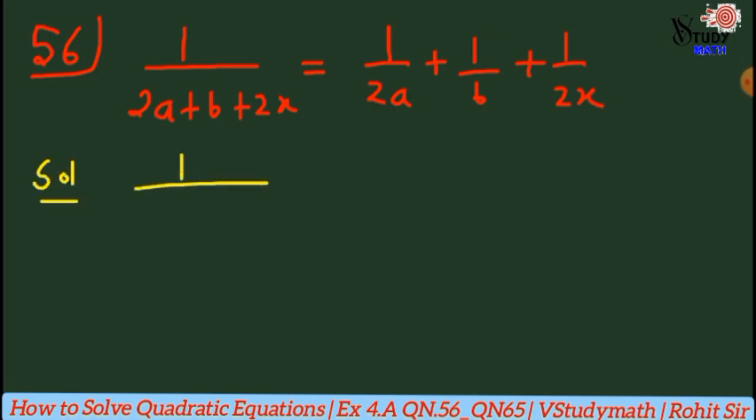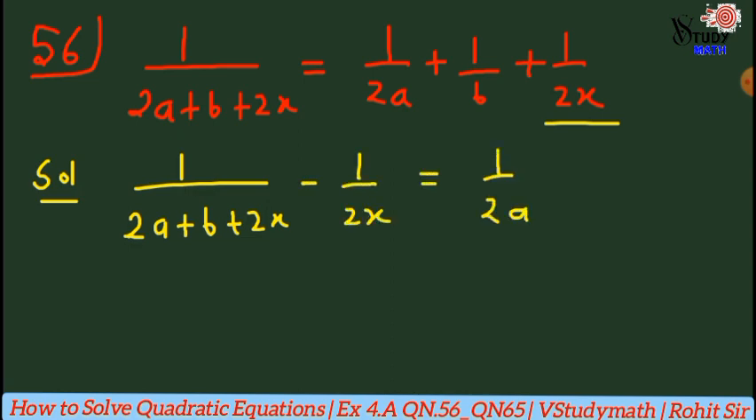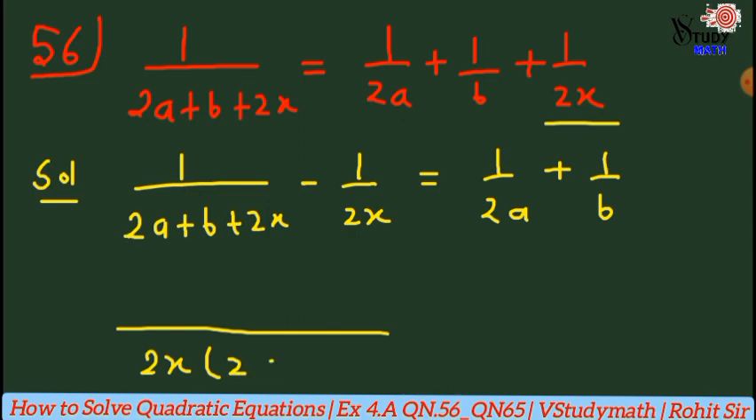Now write 1 upon (2a + b + 2x). Now move this 1 upon 2x to the left hand side. In the right hand side 1 upon 2x is positive, and when it goes to the left hand side it becomes negative. So 1 upon (2a + b + 2x) minus 1 upon 2x is equal to 1 upon 2a plus 1 upon b. Now take the LCM. Here the LCM will be 2x times (2a + b + 2x).